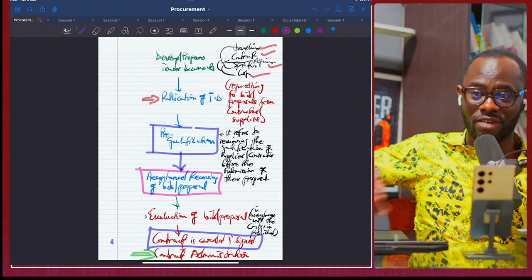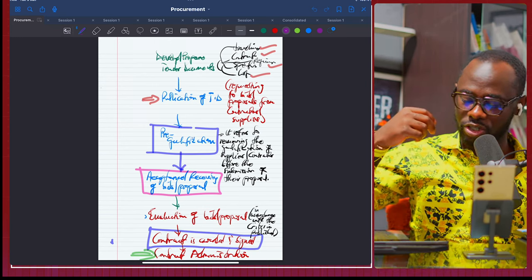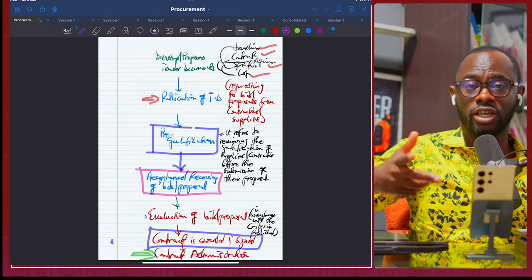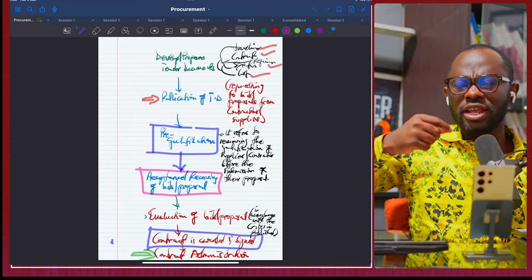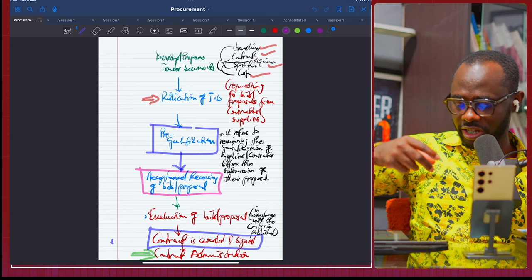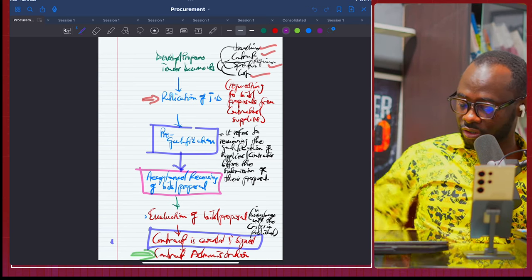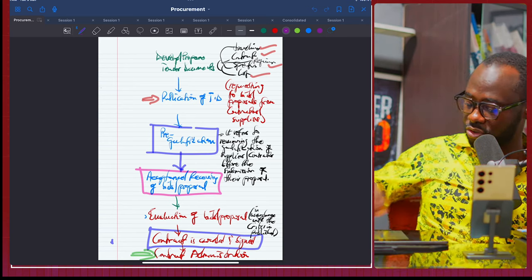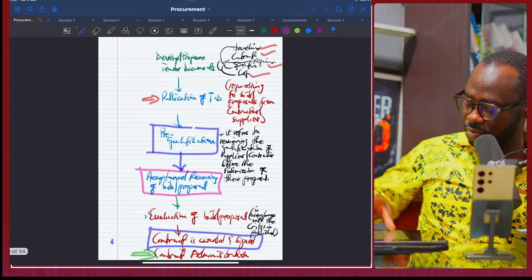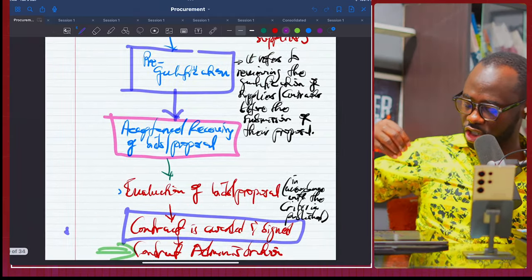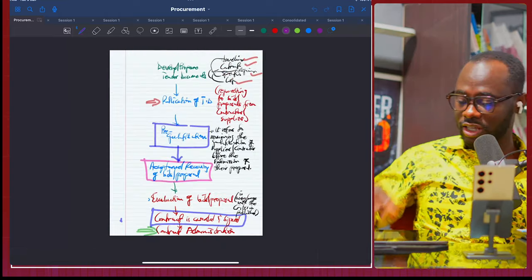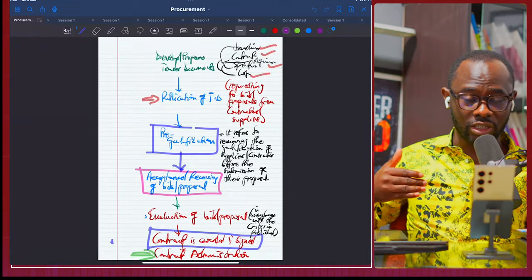And we discussed this, right? Development or preparation of the tender document, publication of the tender document, pre-qualification, acceptance of receiving the bids or proposals, evaluation of the bids or proposals, we award the contract, then the contract is administered. So this is the procedure for competitive tendering.